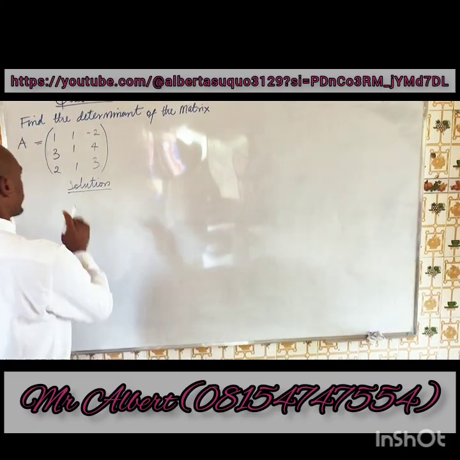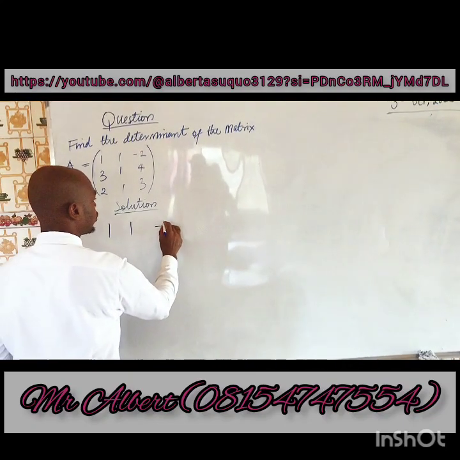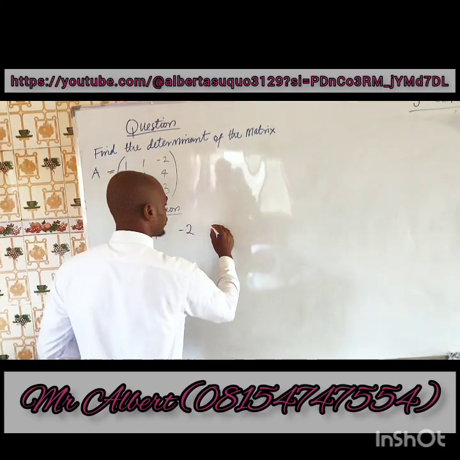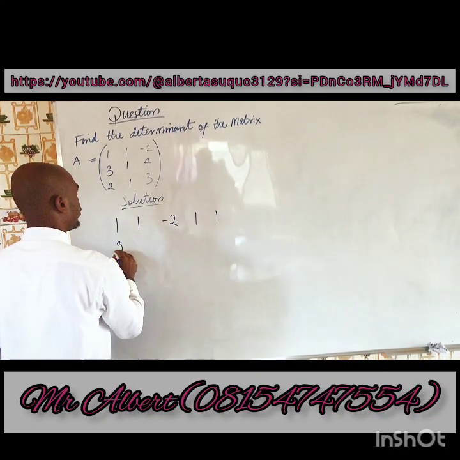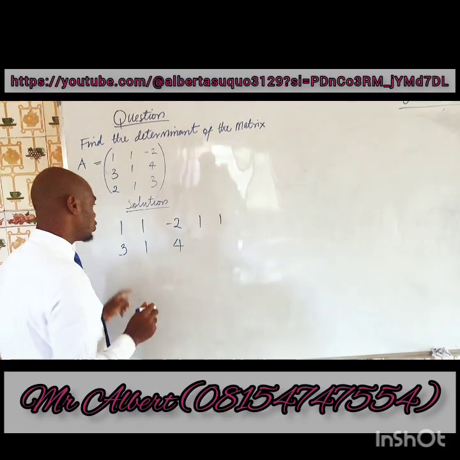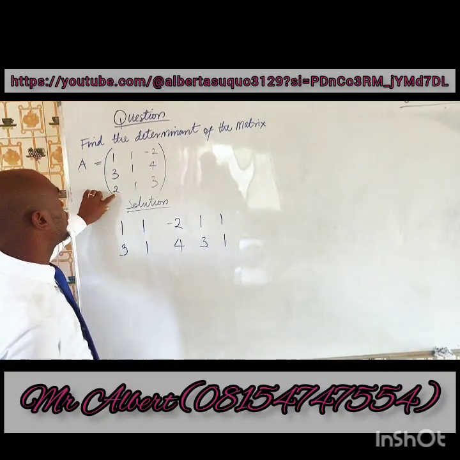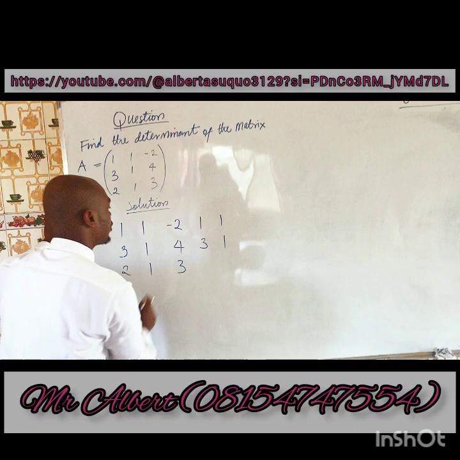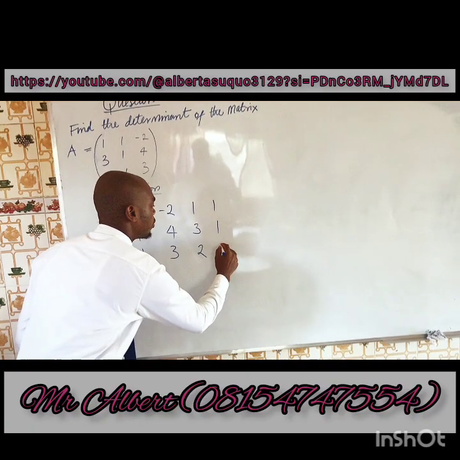Now let us go. The first row is 1, 1 and minus 2. So we are going to repeat the first two numbers, 1 and 1. Then the second row, 3, 1 and 4. Then we repeat the first two numbers, 3 and 1. Then we have 2, 1 and 3. Then we repeat the first two numbers, 2 and 1.